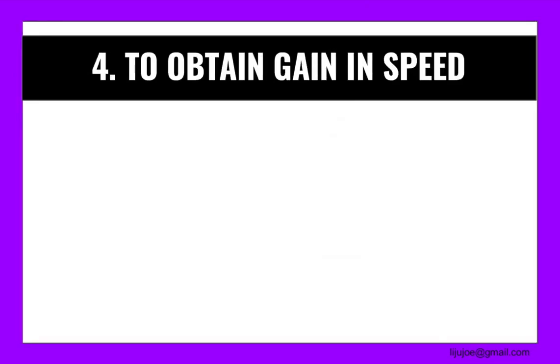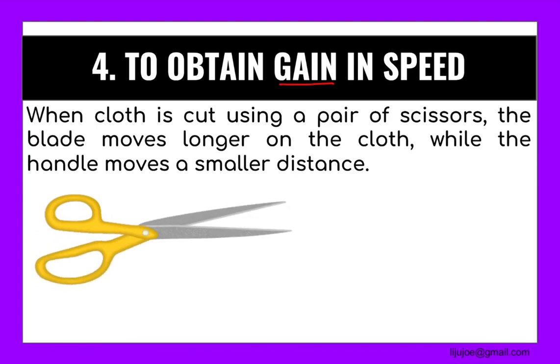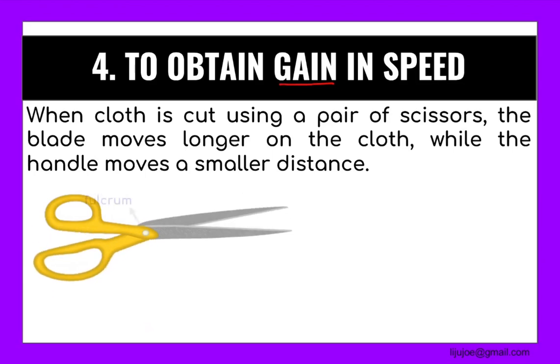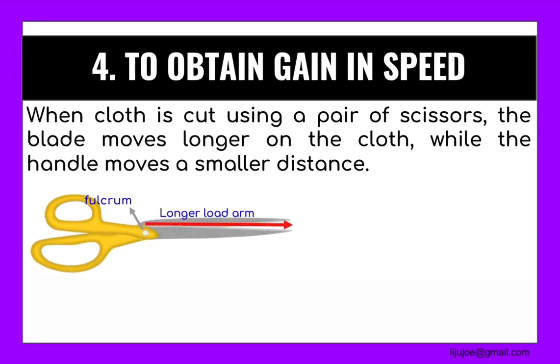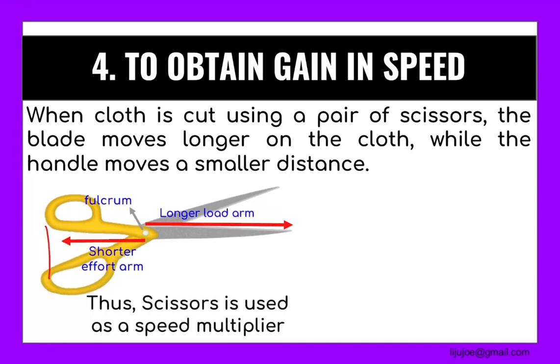Now going to the fourth use: a machine helps to obtain gain in speed, or increase in speed. Here you see a pair of scissors. When we cut cloth using scissors, the blade moves a longer distance on the cloth while the handle moves a small distance. In the middle of the scissors, this point is called the fulcrum, and we have a long load arm and a short effort arm. A shorter effort arm and longer load arm help to obtain gain in speed. This part of the scissors moves slowly, and this part moves through a longer distance. So scissors is used as a speed multiplier.